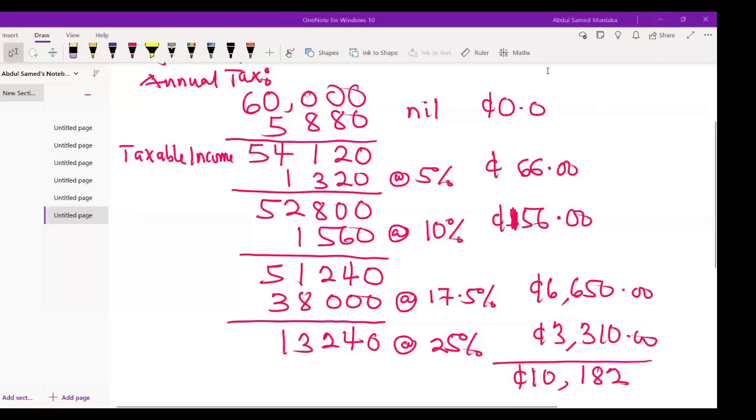Now, the one who asked the question about why we didn't continue after the 192,000, you realize that after we deducted the 38,000, Christabel's money was left with 13,240. It is not even up to the 192,000. So there's no way we can cross that and say that we are going to the next bracket. No, it's not possible.